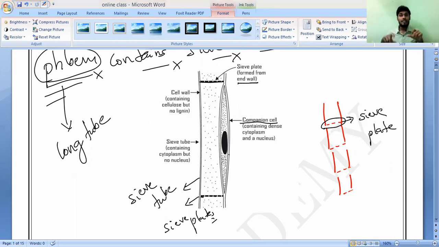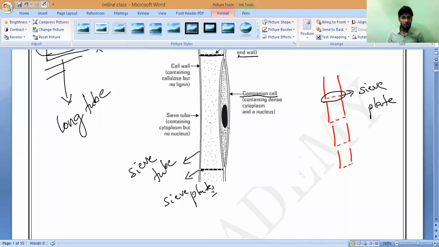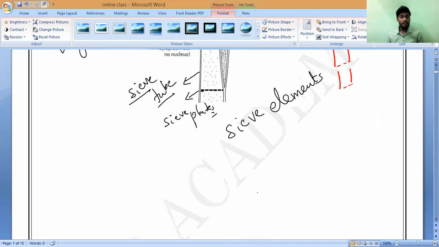So the cells of this phloem are called sieve tubes, or else we can call them sieve elements. Sieve elements, that is what you should remember. Each tube joins together, and then only it forms a long tube called phloem. Correct or not? That is why we call these sieve elements. These sieve tubes contain only cytoplasm but no nucleus. You have to remember, all of you.